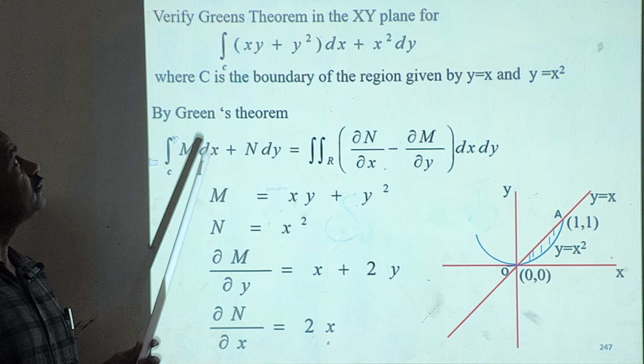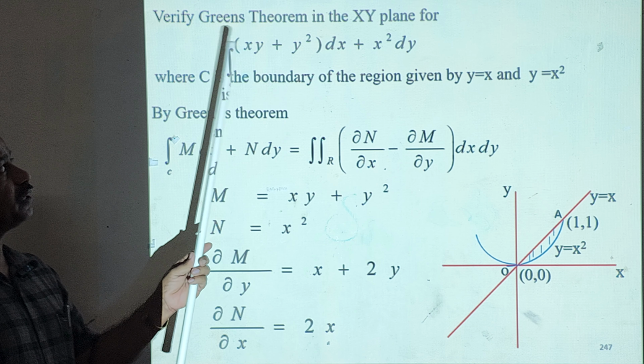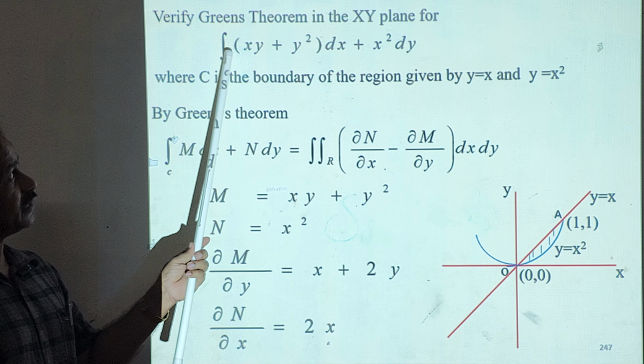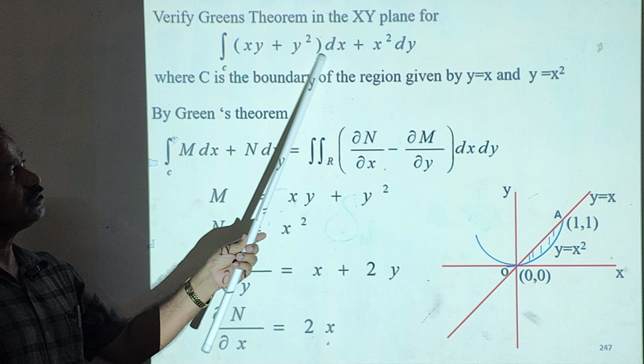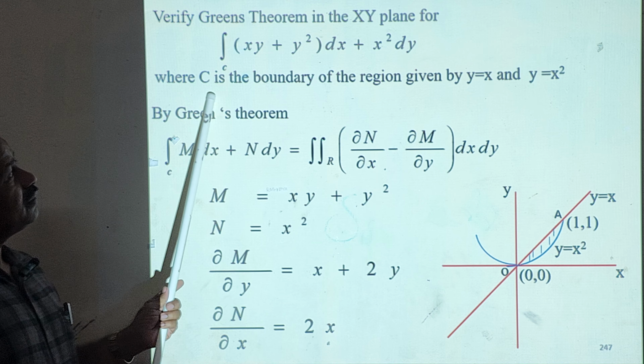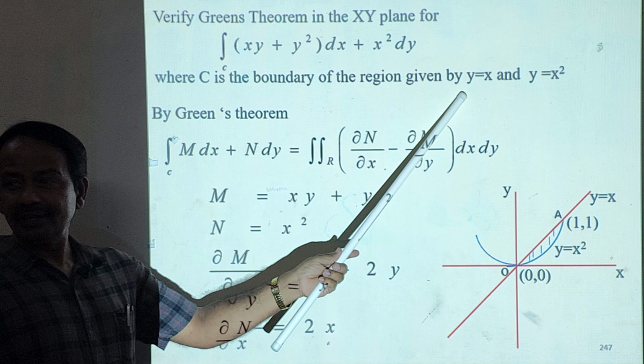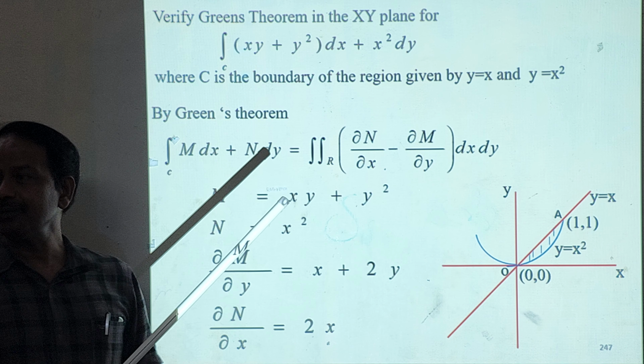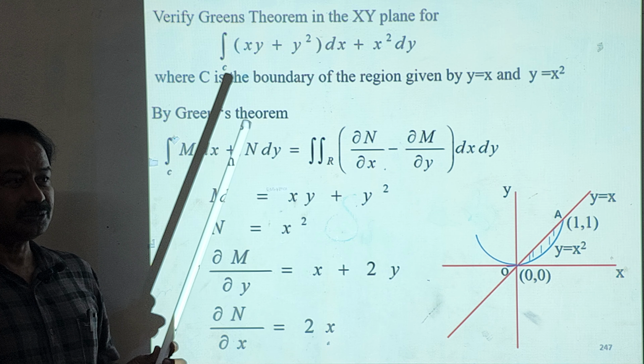We'll solve another problem. Verify Green's theorem in the xy plane for the integral of (xy + y²) dx + x² dy, where C is the boundary of the region given by y = x and y = x². So there are two curves.